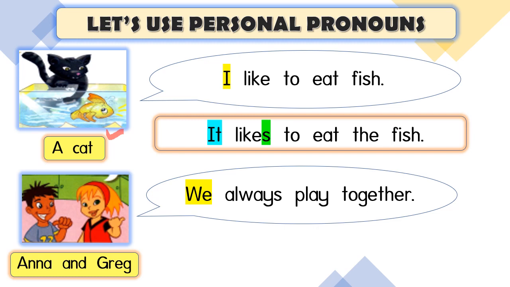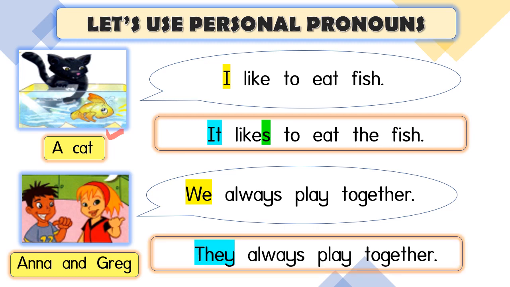Okay, the next one is, we have Anna and Greg in the picture. So they say, we always play together. So how do we write about Anna and Greg? When you want to write about them, we say like this: they always play together. We use "they" here.